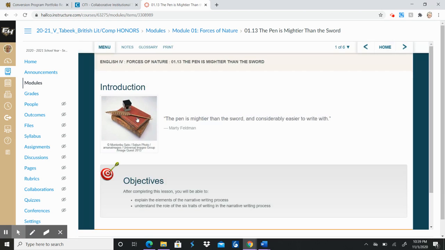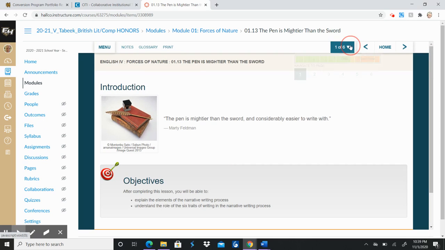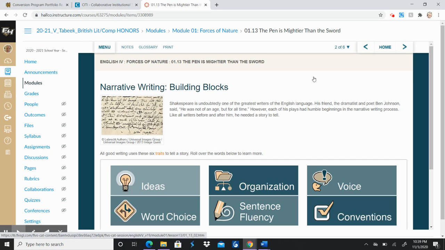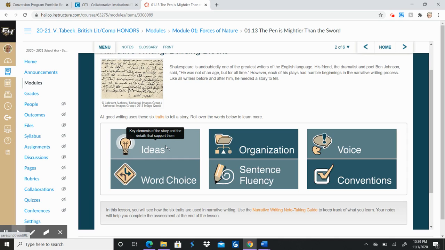And I'm just going to take you through these pages to show you what you're looking at here. You only have 6 pages. Page 2 of 6 introduces you to the 6 traits of telling a story. So you have your ideas, your organization, voice, word choice, sentence fluency, and conventions. And what you may have noticed is that every time I scroll over one of these, it gives you a little bit more information on what each one of these things is.